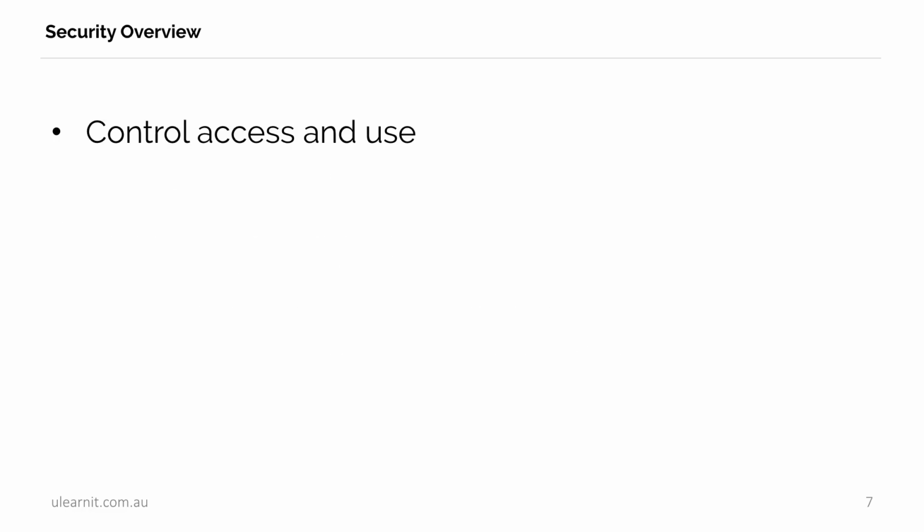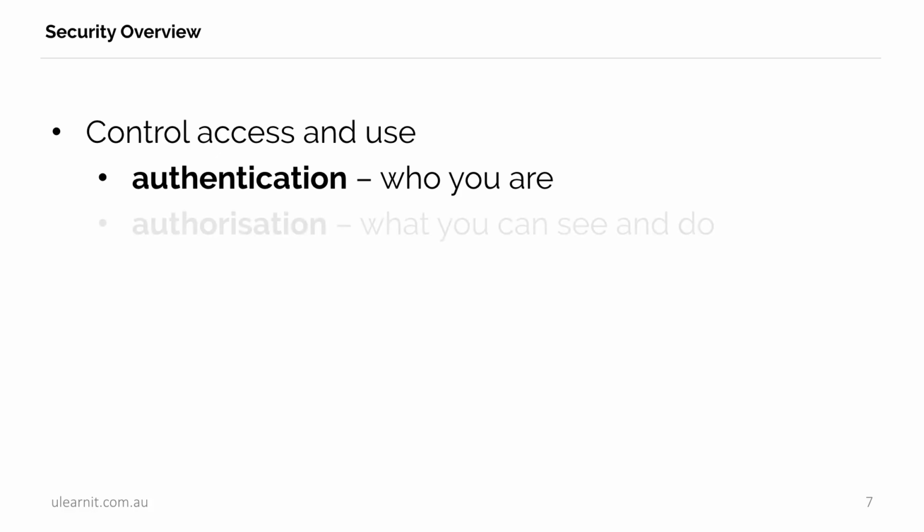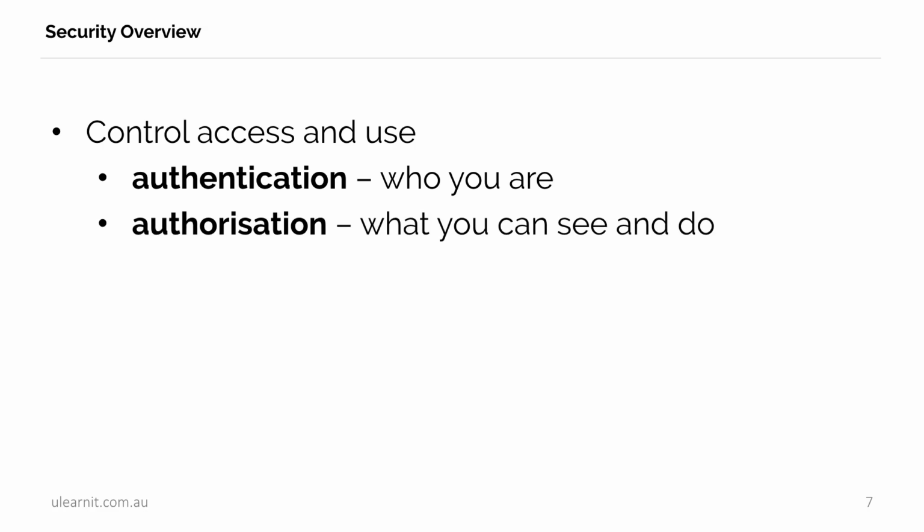In this topic, we'll concentrate on controlling access and use of the database. And we can identify two areas of control here. One is authentication. Authentication is proving who you are, authenticating yourself. The second area is authorization. Once you've proved who you are, then there is a level of authorization as to what you can see and what you can do.